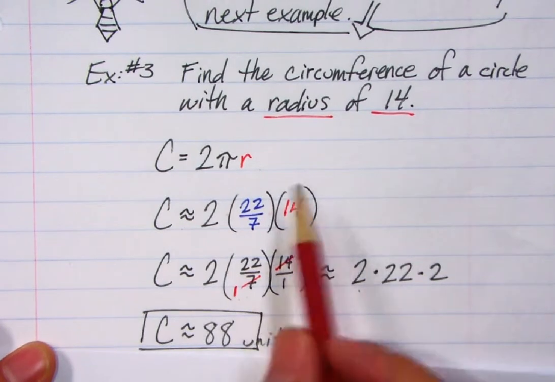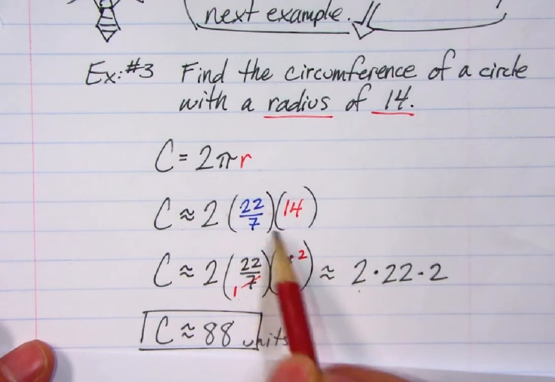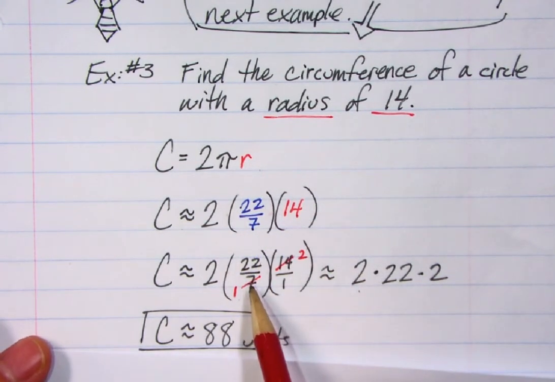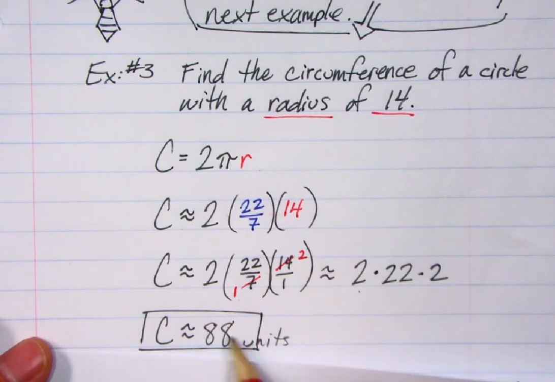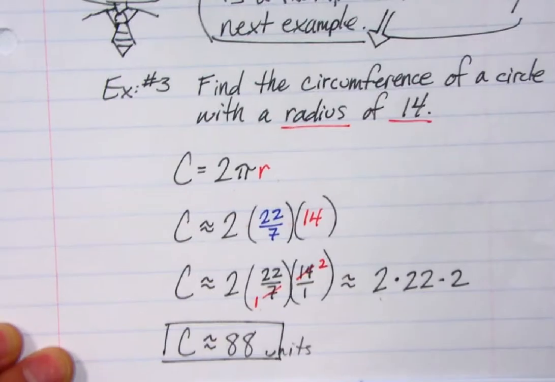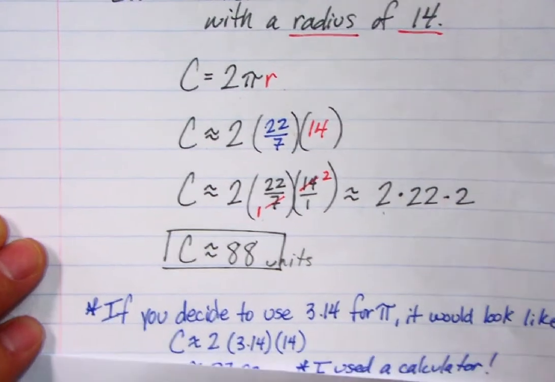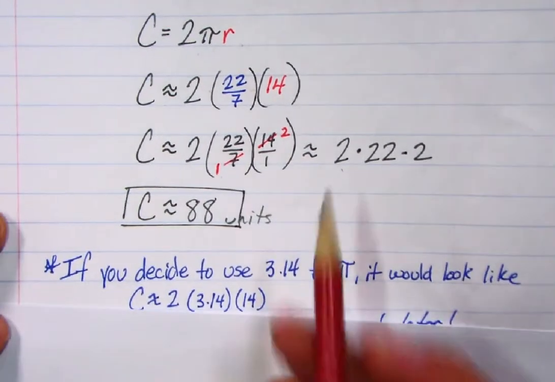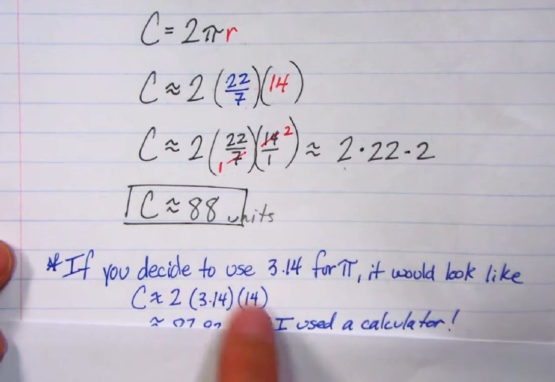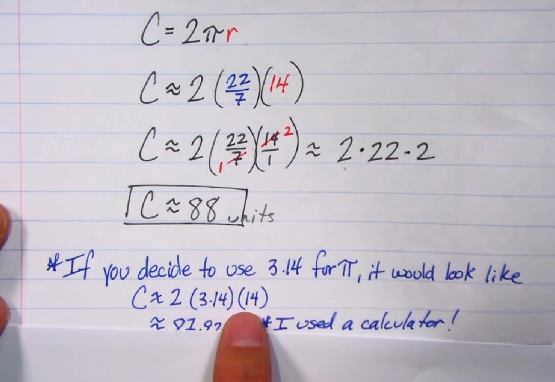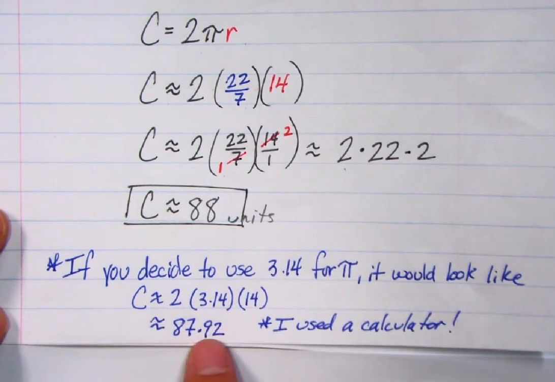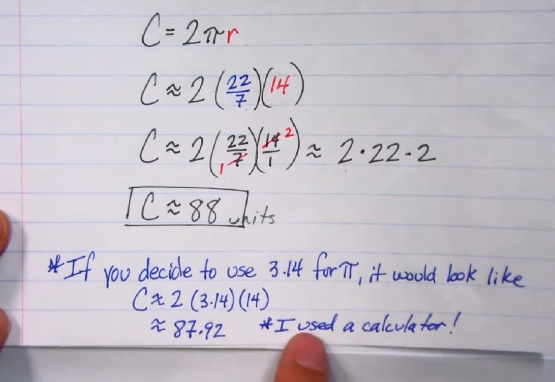Okay, so could I have used 3.14? Sure, I could have used 3.14, but then I'm going to probably have to use some kind of calculator to figure out an approximate answer. And that's what I show you just below. I said, look, if you decided to use 3.14 for pi instead of 22 over 7, it looks something like this. And when I did this, I got 87.92 approximately. I used the calculator to get this.